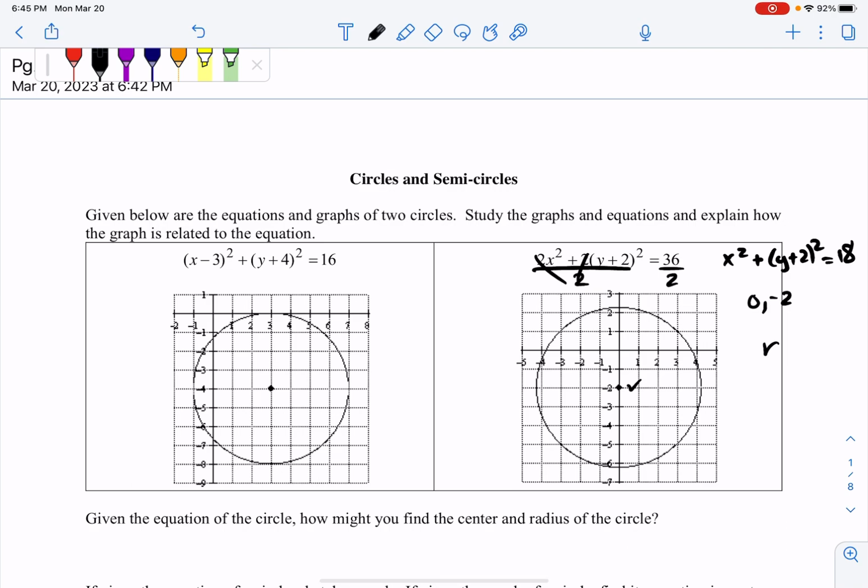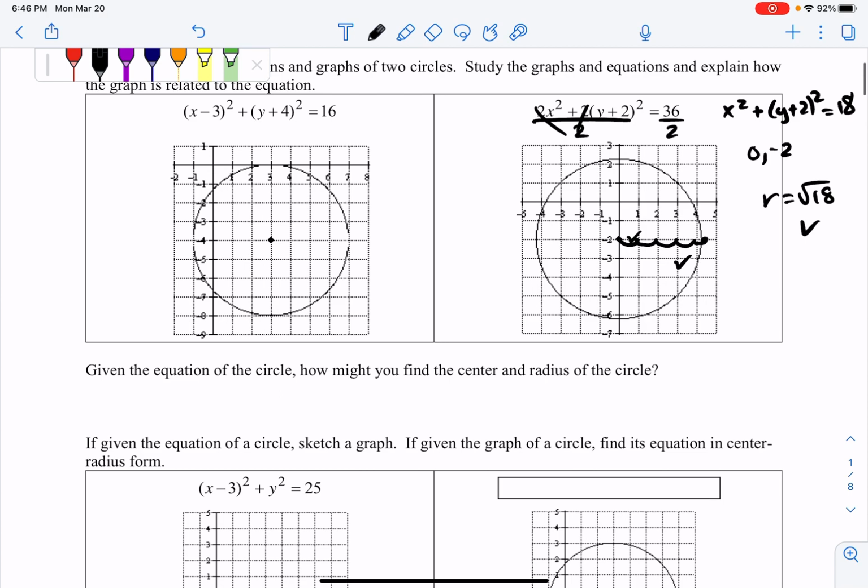And then the radius is going to be the square root of 18. And we know that the square root of 16 is 4, so this should be a little more than 4. 1, 2, 3, 4, plus a little extra to get out here, matches our radius of root 18.